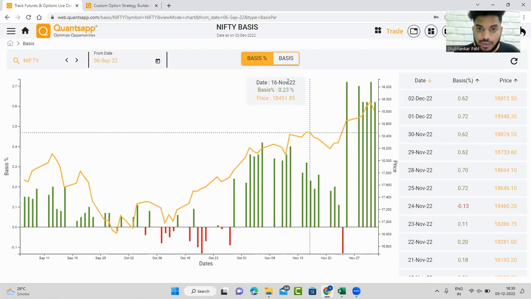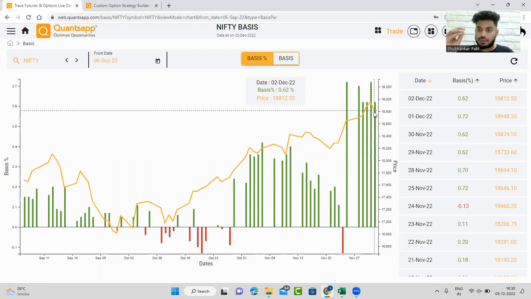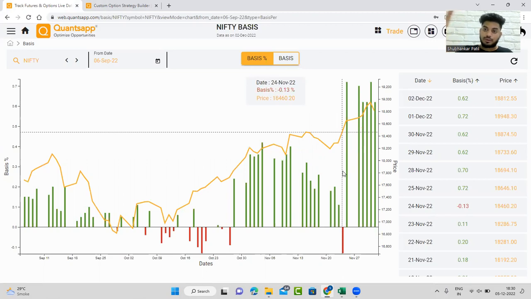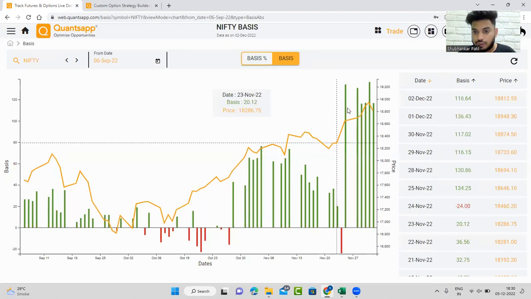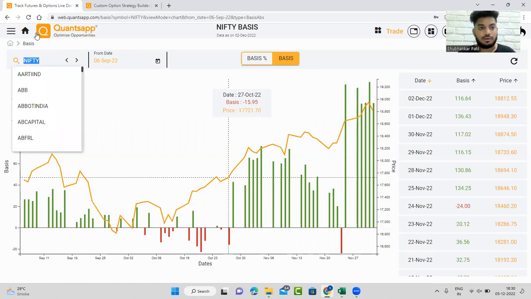Now over here you can see that this is telling you the percentage. In terms of percentage, how much the futures was above the spot, or wherever it is red, how much the futures was below the spot. If you want to check the absolute difference, you can click on the basis. You will see over here, you can search for your desired stock from the search symbol over here.